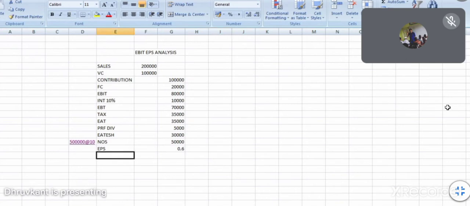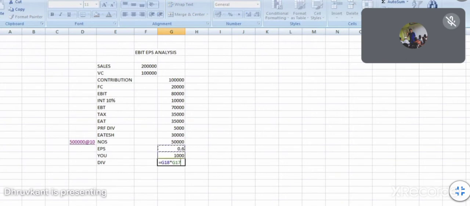Suppose you have invested and taken 1000 shares of a company, right? And suppose the company has paid dividend. Now you want to know how much amount you will get as a dividend. So how much amount you will get? Number of shares into earning per share rate. EPS, earning per share. You will get 600 rupees. Clear?